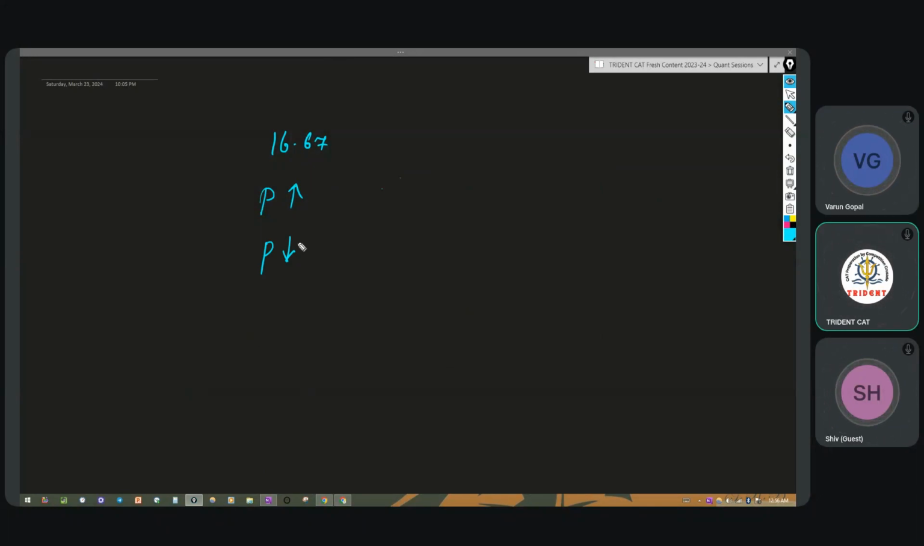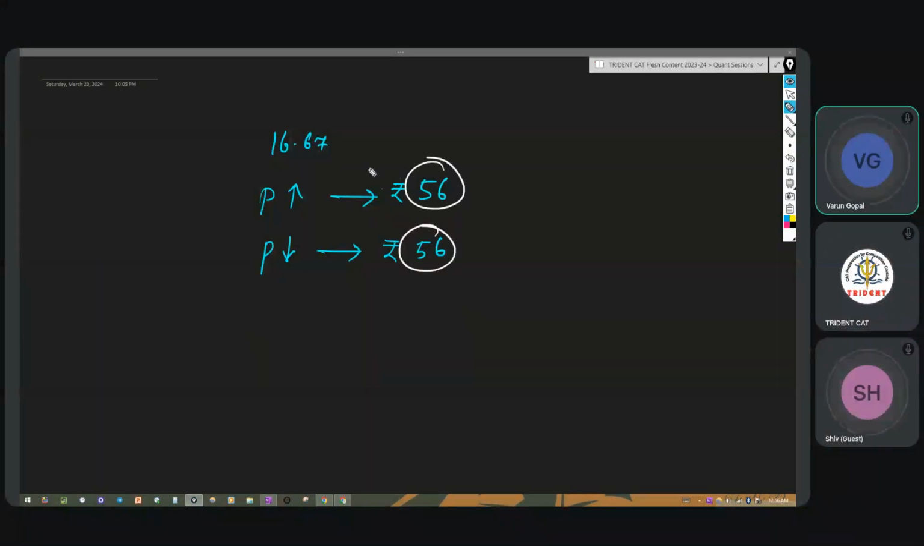We need to reduce the price again so that I get back to that 56 rupees. Shiv, can you understand this now? Yes, sir. Basically, we need to go back to that 56 rupees. Where is this 56 rupees coming into the picture? From the same idea of 7 rupees and 8 liters petrol, expense is same. This is exactly the same question.